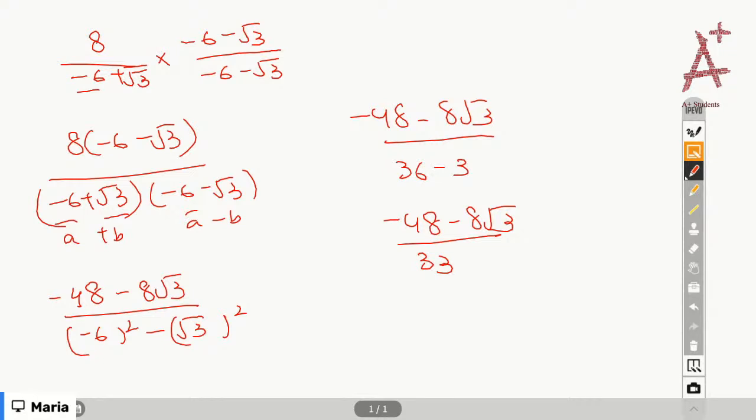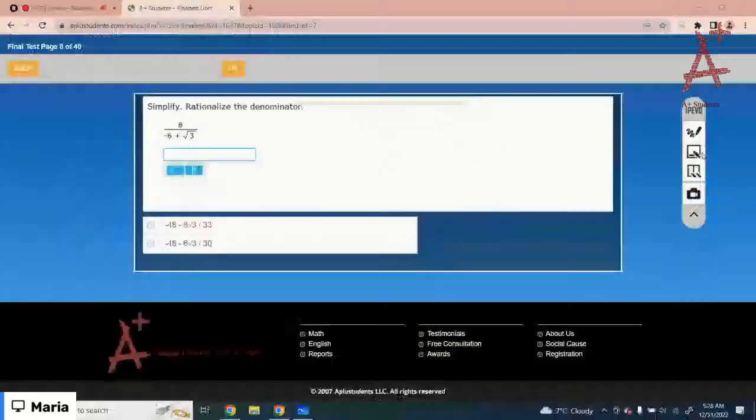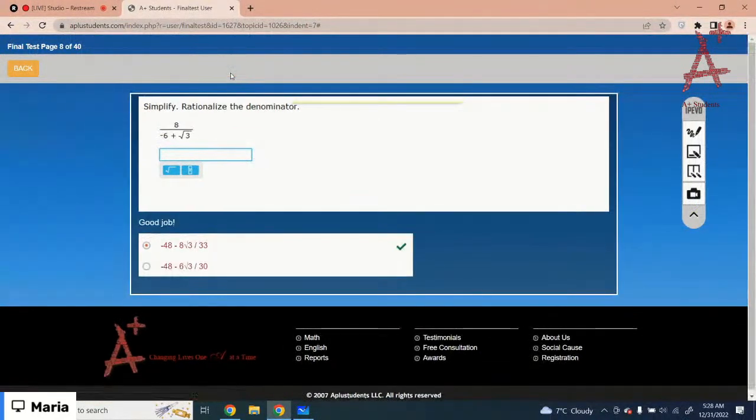Got it, everyone? It would be negative 48 minus 8 square root 3. So the first option is the correct one. Just select the correct option, then click on the OK button.